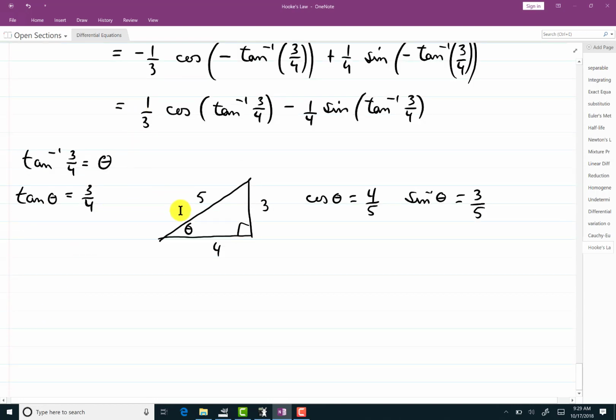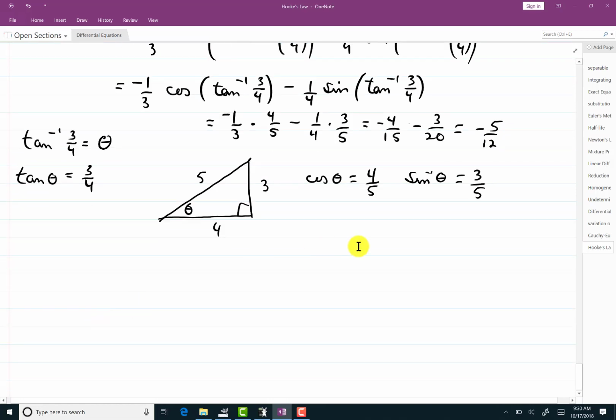So this equation right here will be 1/3 times, this is cosine of theta, so times 4/5, plus 1/4, that's minus 1/4, times 3/5. I made a little mistake here. This negative does not come out front and cancel. That's still there. Let me put it back. All right, so I get negative 4 over 15 minus 3 over 20. If you simplify all this, this is negative 5 over 12. Since it's negative 5 over 12, this represents as high as the graph will be.